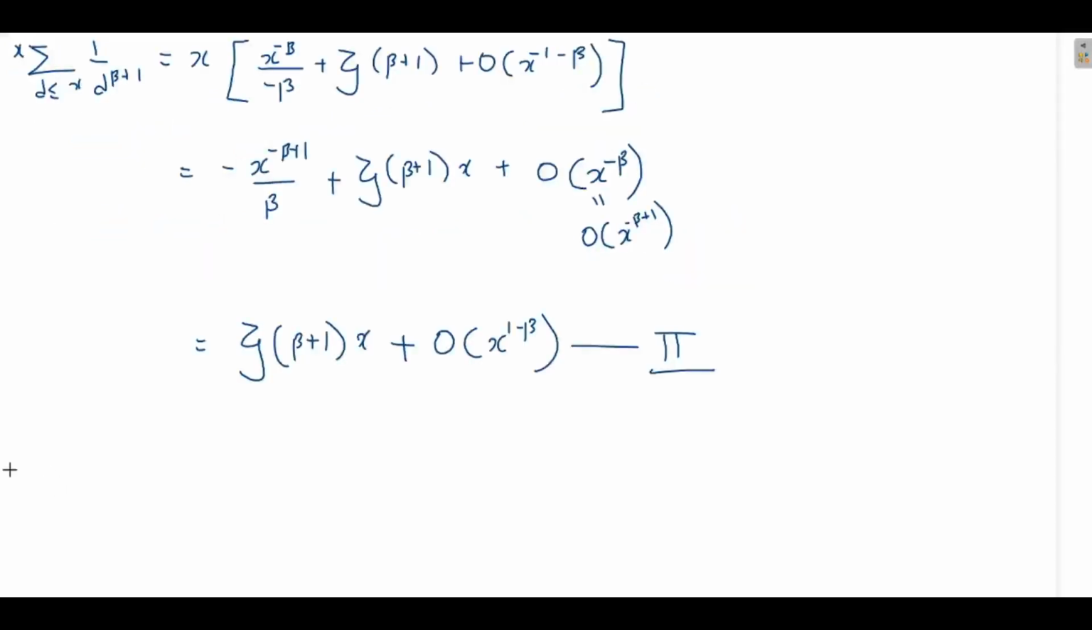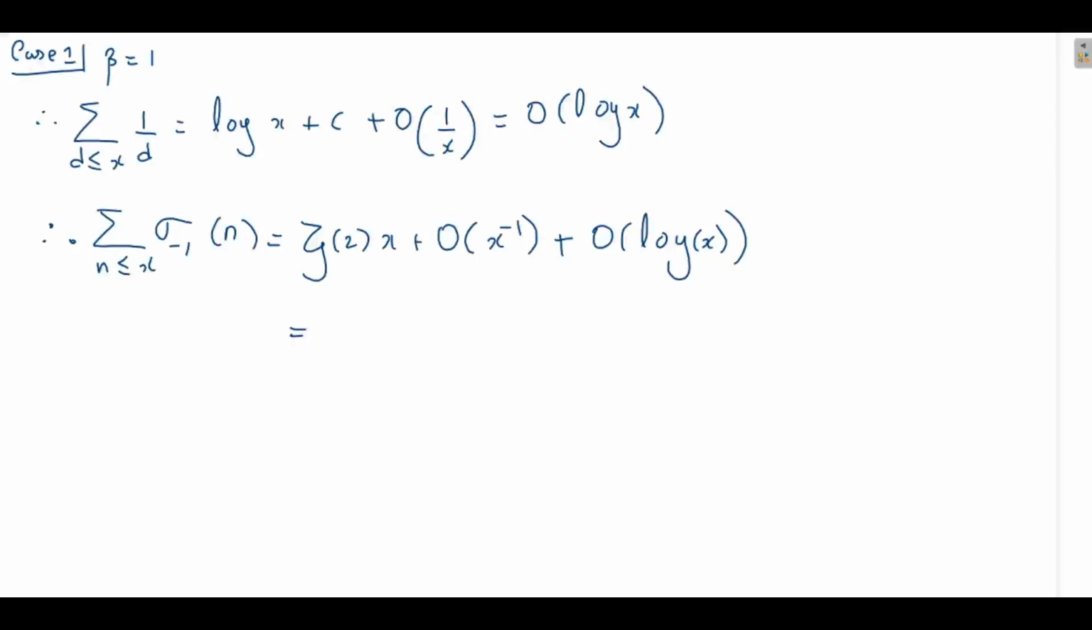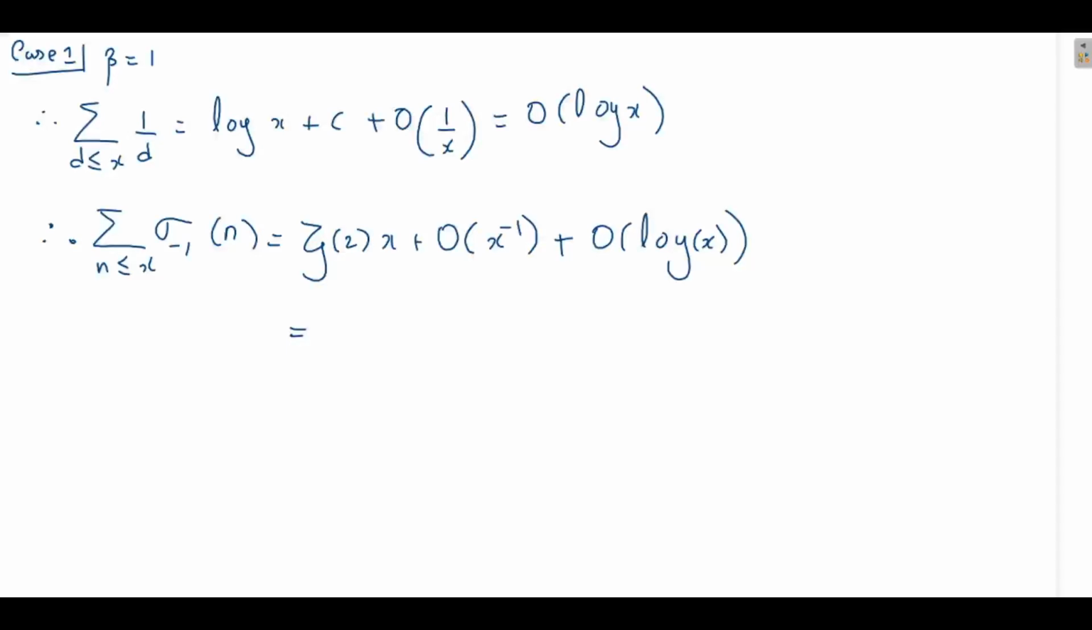Oh yes. So here you can see that when beta is 1, you have x raised to 0, that is 1. So this will not be minus 1, that was a mistake. This will be x raised to 0, so that is 1. Now big O of 1, we know 1 is big O of log x, so this will be zeta 2x plus big O of log x.